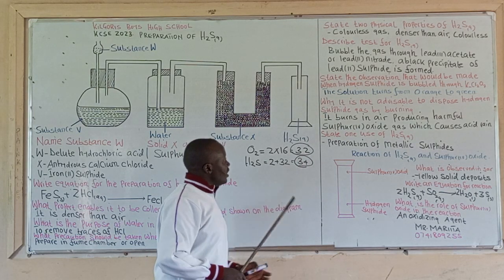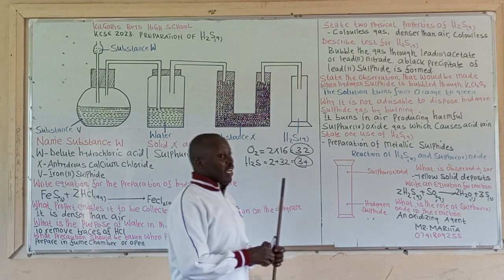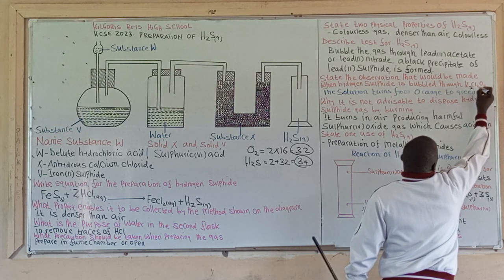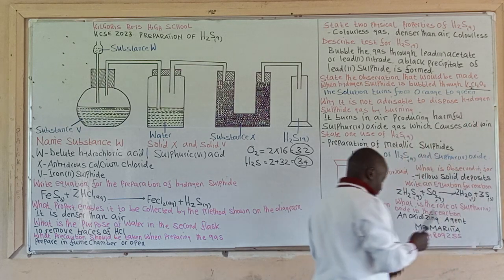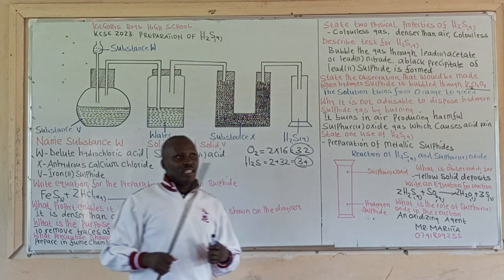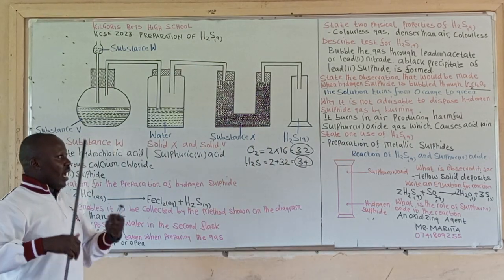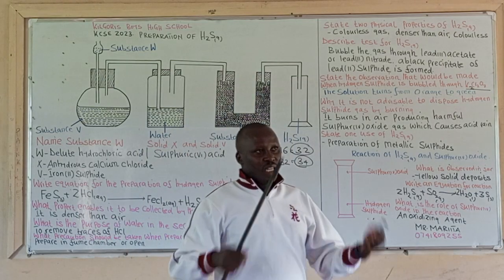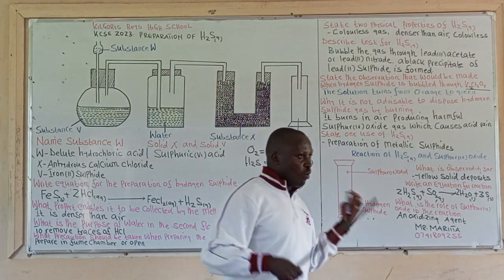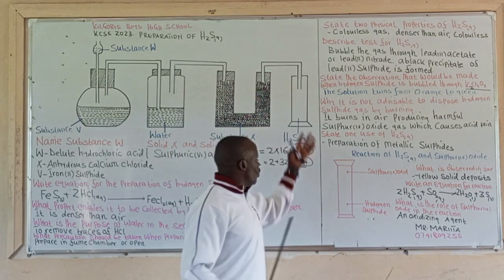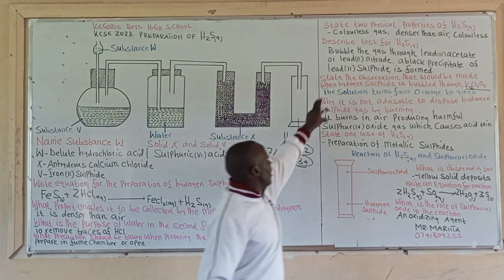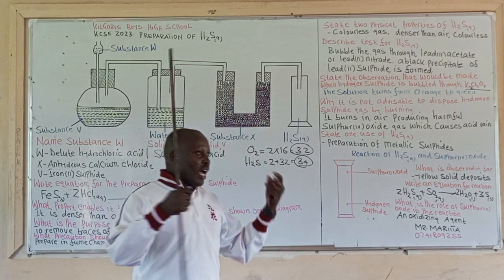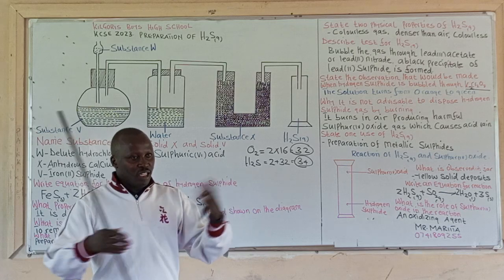State the observation that will be made when hydrogen sulfide is passed through acidified potassium dichromate. So we have acidified potassium dichromate, which is orange in this case. The acidified potassium dichromate normally changes from orange to green. That is the observation you can make from here. And this question is testing the reducing property of hydrogen sulfide.